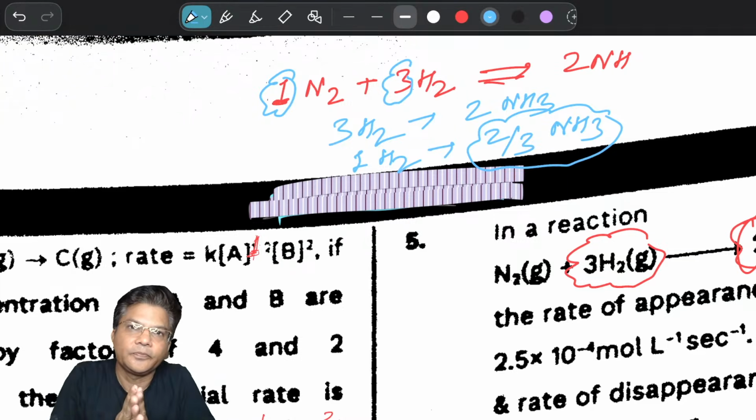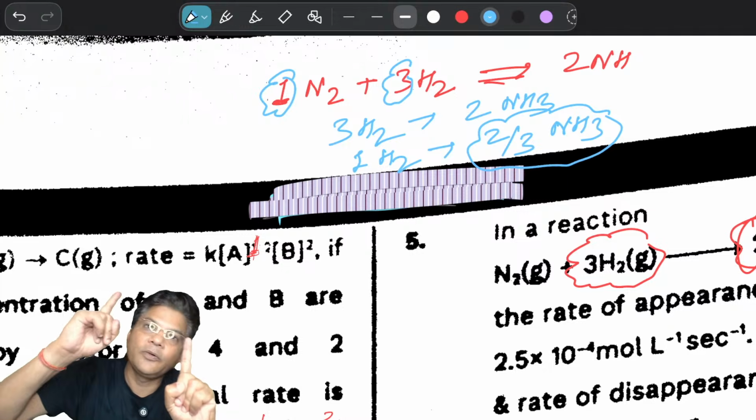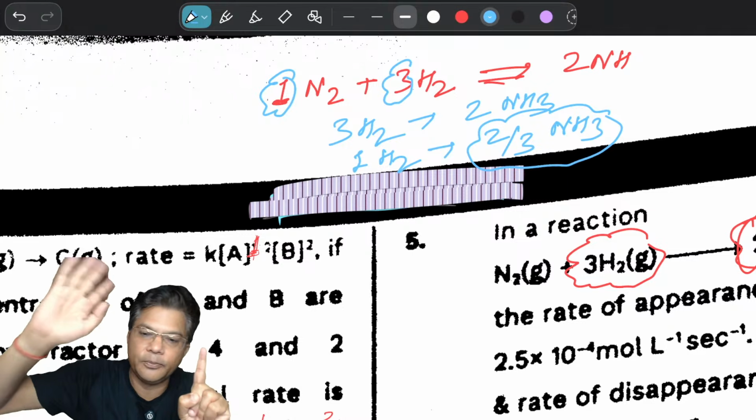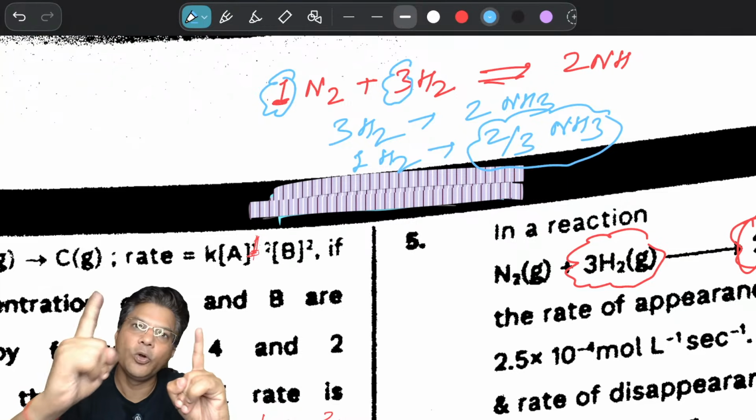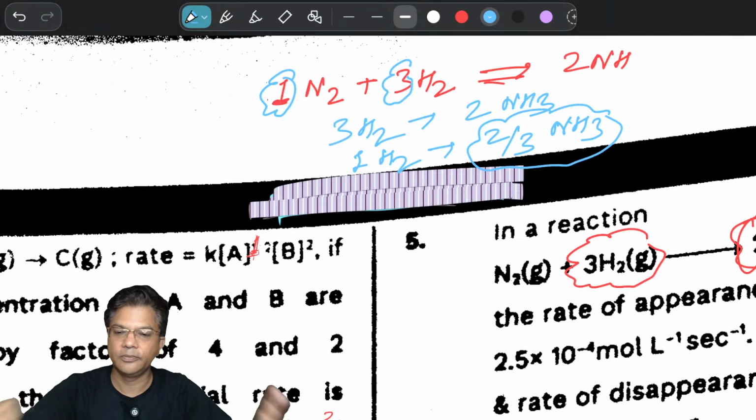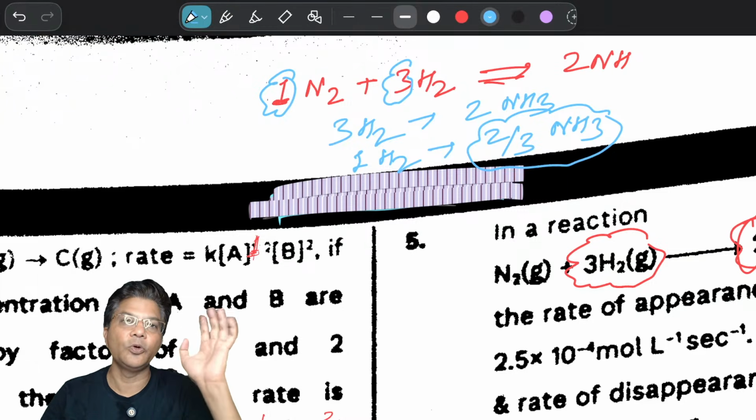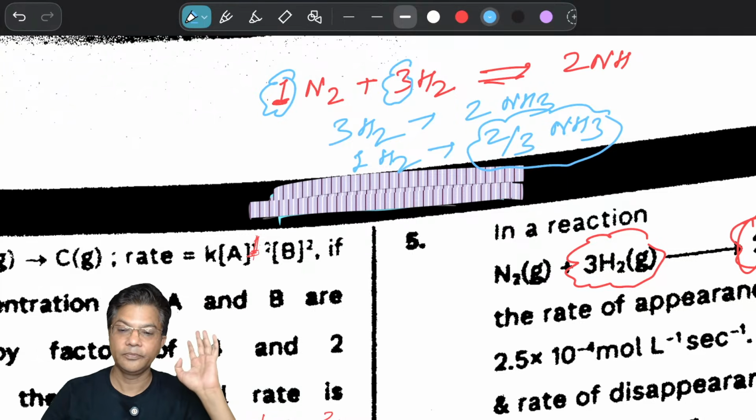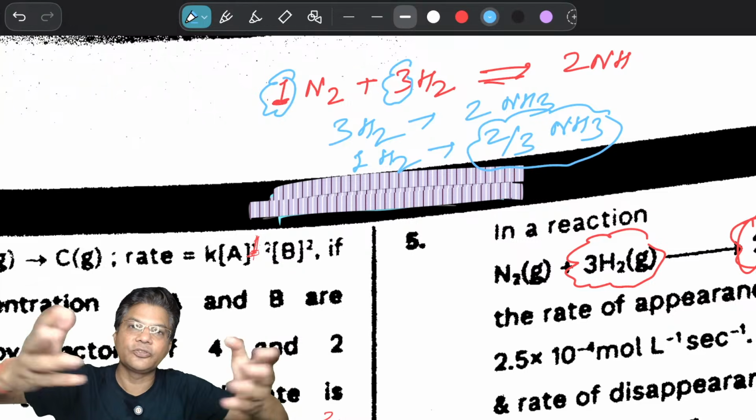That means, when 1 mole of hydrogen gets decomposed, do you think 1 mole of ammonia will get formed or less than 1 mole? You just tell me. 1 mole or less than 1 mole? Hey, 1 mole or less than 1 mole? Answer will be less than 1 mole. How much? 2 by 3. 2 by 3, right? Now, let's do this question orally.